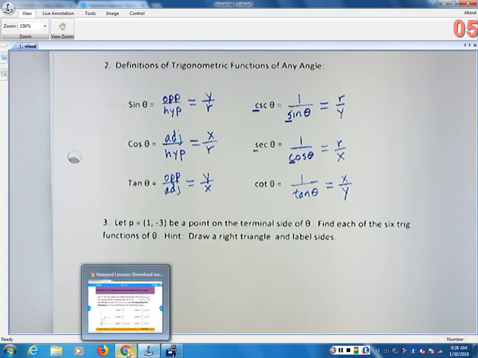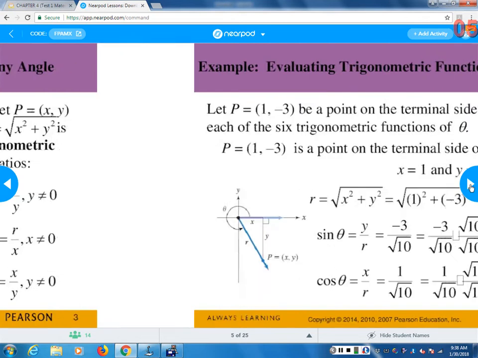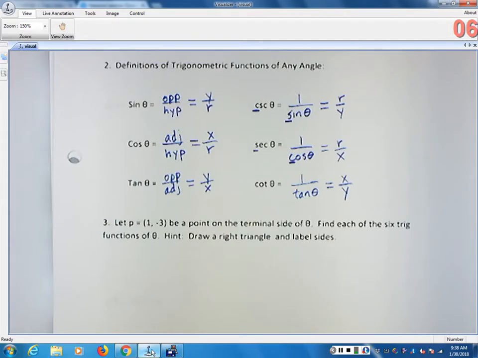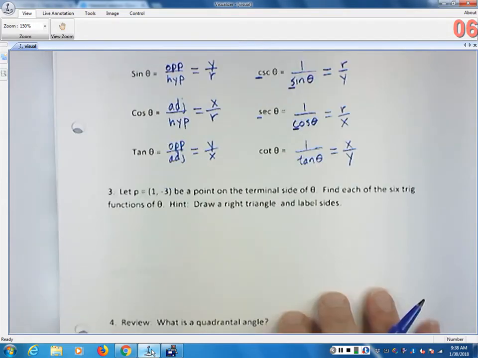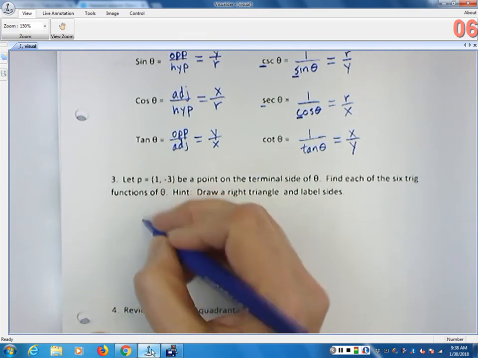So the next slide is the next example. Oh, of course, we can't let the denominators be zeros, so that's why it says r would never be zero, and why it says x not equal to 0, y not equal to 0, and all that. Okay, so here's an example. We're going to work it on our paper. All right, so that's the point. So we're going to draw a little picture.